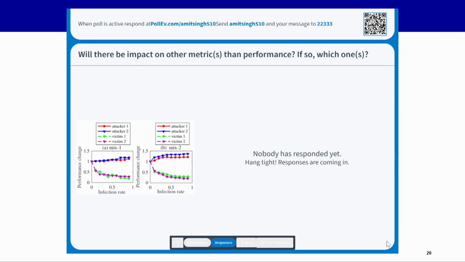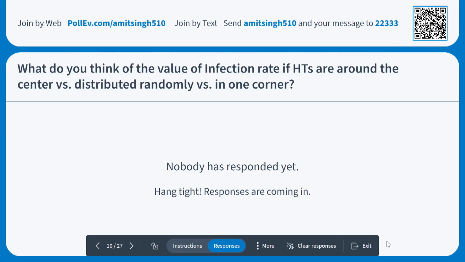I don't know if you can see the screen. No, you see the previous one, right? I think from PowerPoint it's not working. Let's go to the next one.